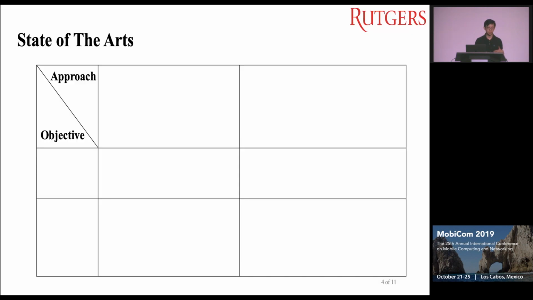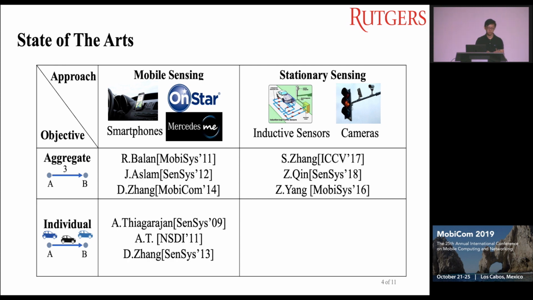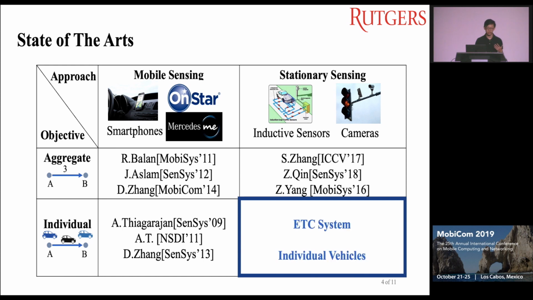We can categorize the previous work into a two-dimensional table according to two principles. One is the sensing approach, whether they use mobile sensing or stationary sensing. The other dimension is the objective, whether they care about the individual result or the aggregated result. Our work fits into the last cell, in which we utilize the ETC system as a concrete stationary sensing system to infer the individual vehicle's real-time locations.